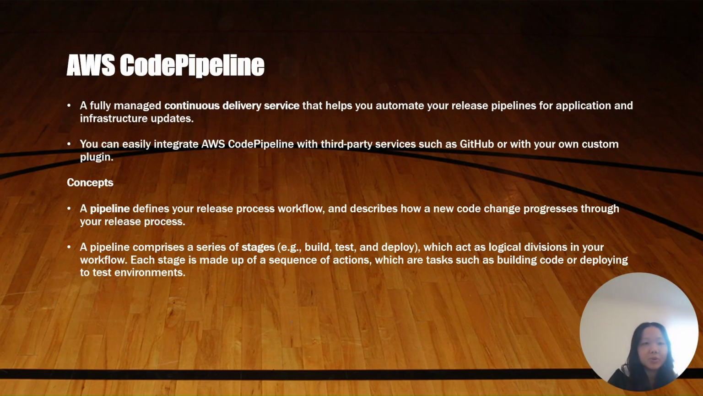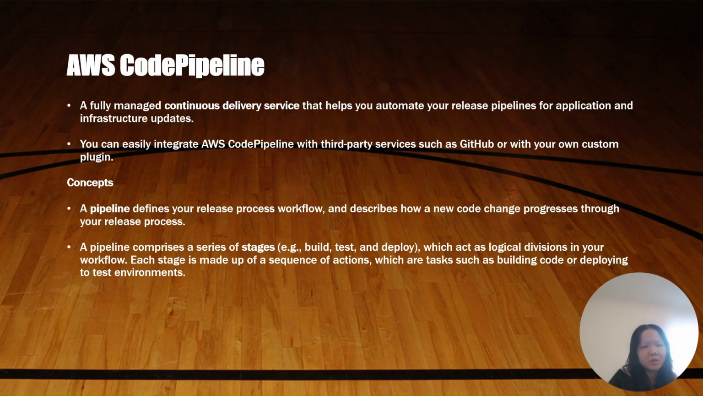So let's go to AWS CodePipeline, a fully managed continuous delivery service that helps you automate your release pipeline for application and infrastructure updates. You can easily integrate AWS CodePipeline with third-party services such as GitHub or with your own custom plugin.